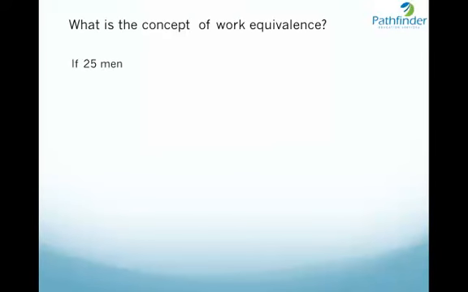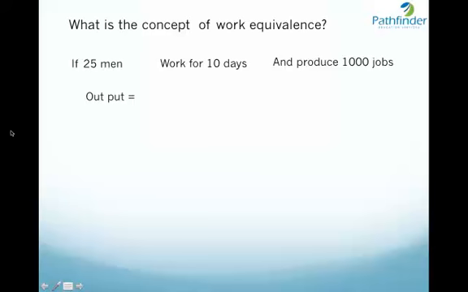For example, if 25 men work for 10 days and produce 1000 jobs. Now, we have two views to look at this. One is the output side and one is the input side. On the output side, we have 1000 jobs that have been produced. And on the input side, 25 men have worked at it for 10 days. And we all know that input is equal to output. And by the same token, output is 1000 jobs.